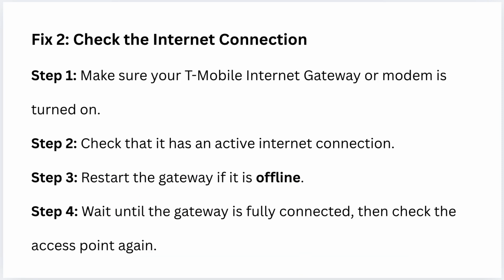Second one is check the internet connection. Make sure your T-Mobile internet gateway or modem is turned on. Check that it has an active internet connection. Restart the gateway if it is offline. Then wait until the gateway is fully connected. Then check the access point again.